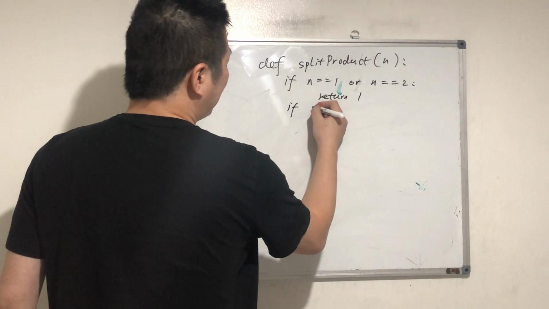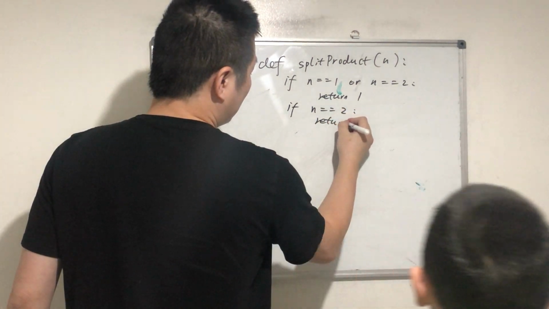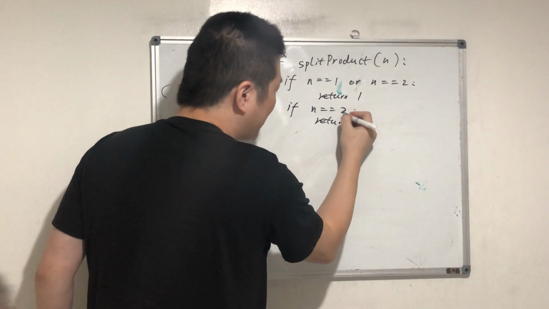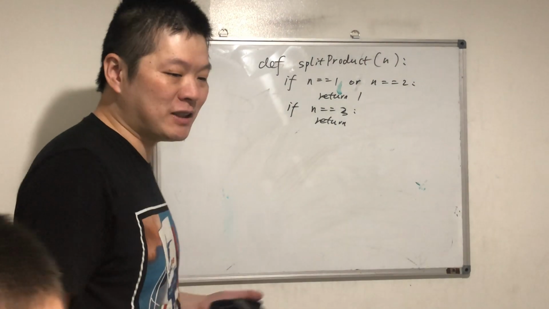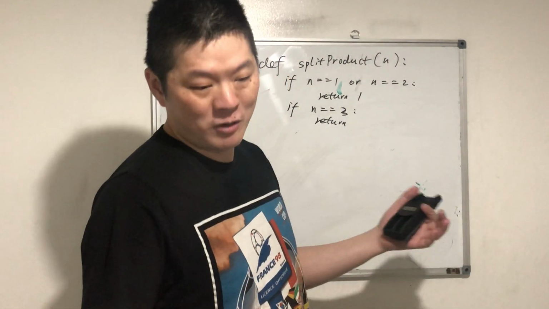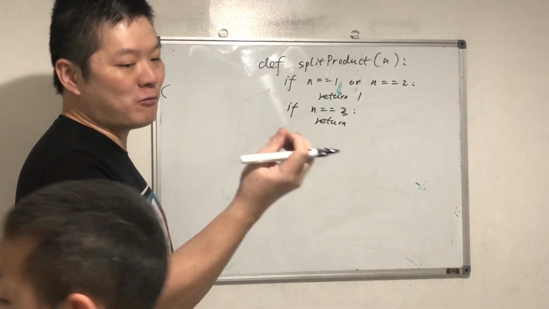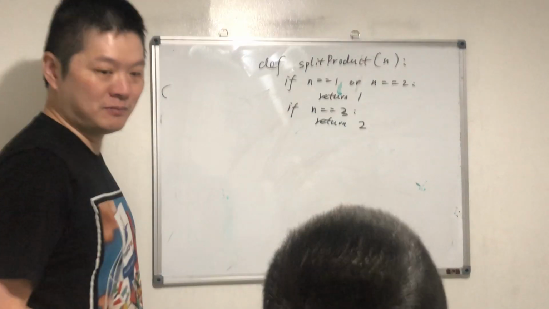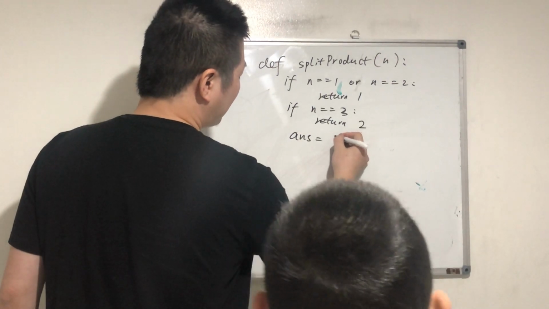Then there's another special case, n equals 3. What should we return? 2, because 1 and 2 gives 2, and 2 and 1 also gives 2. But 1 and 1 and 1 gives the product 1, which is smaller than 2. So return 2. Okay, so now let's store this answer, the maximum product.